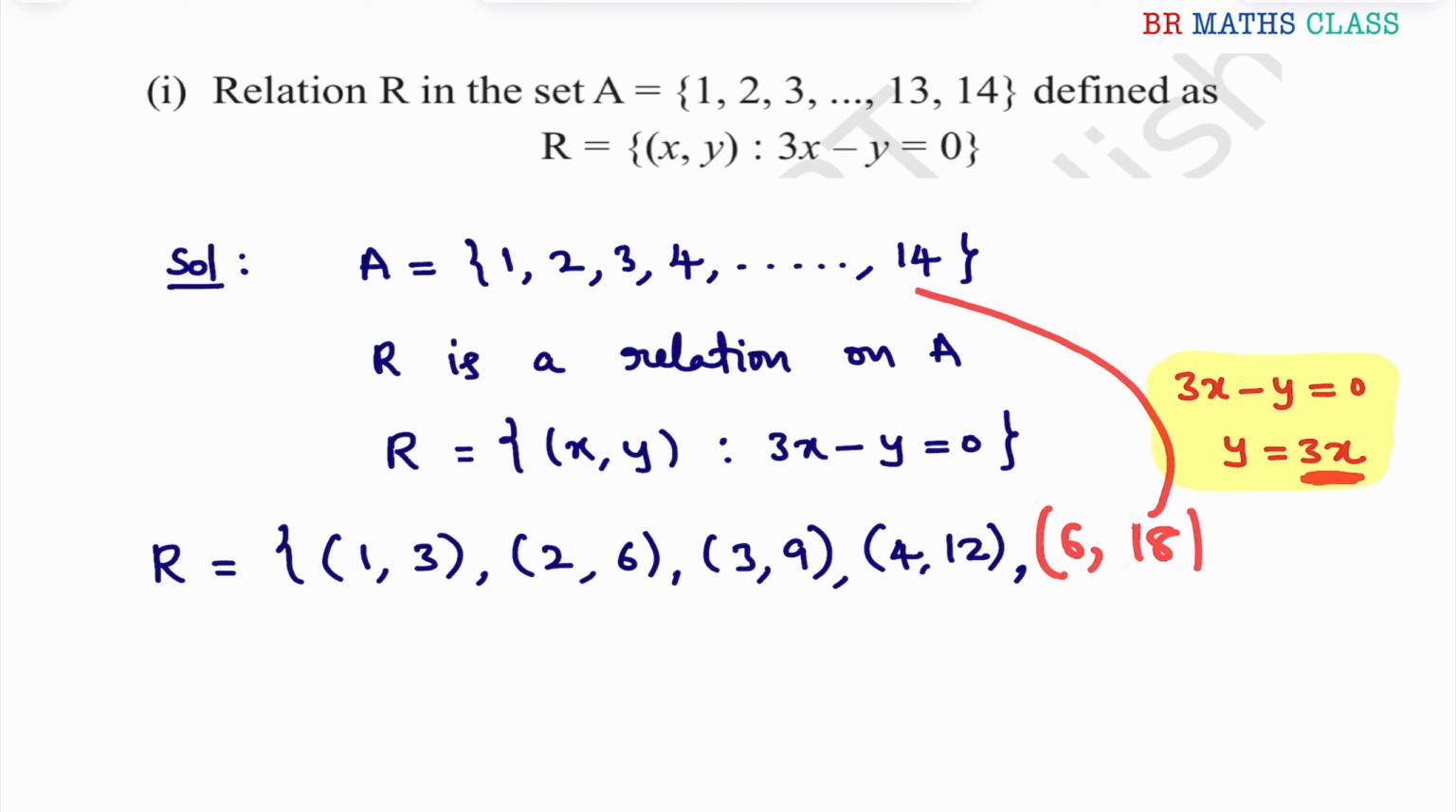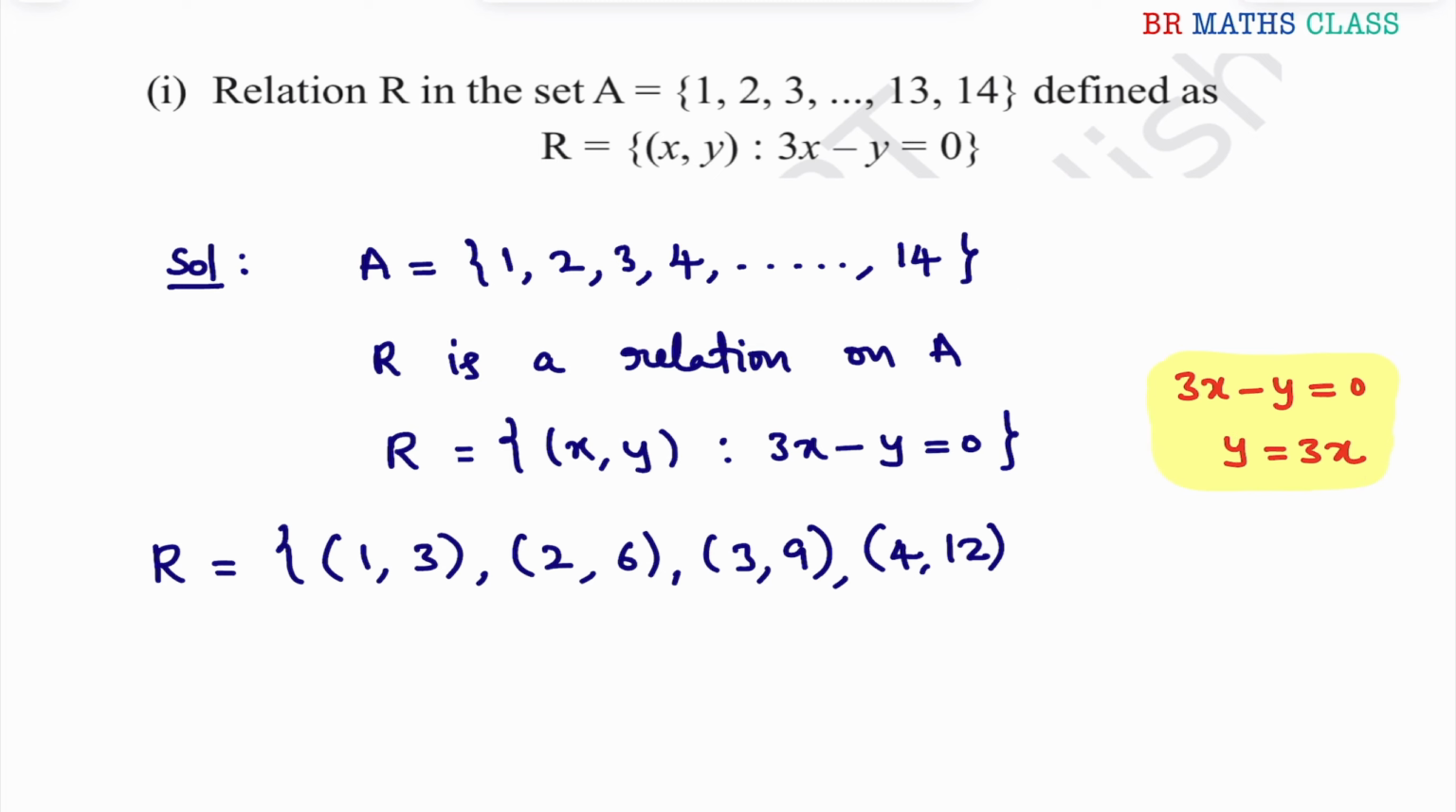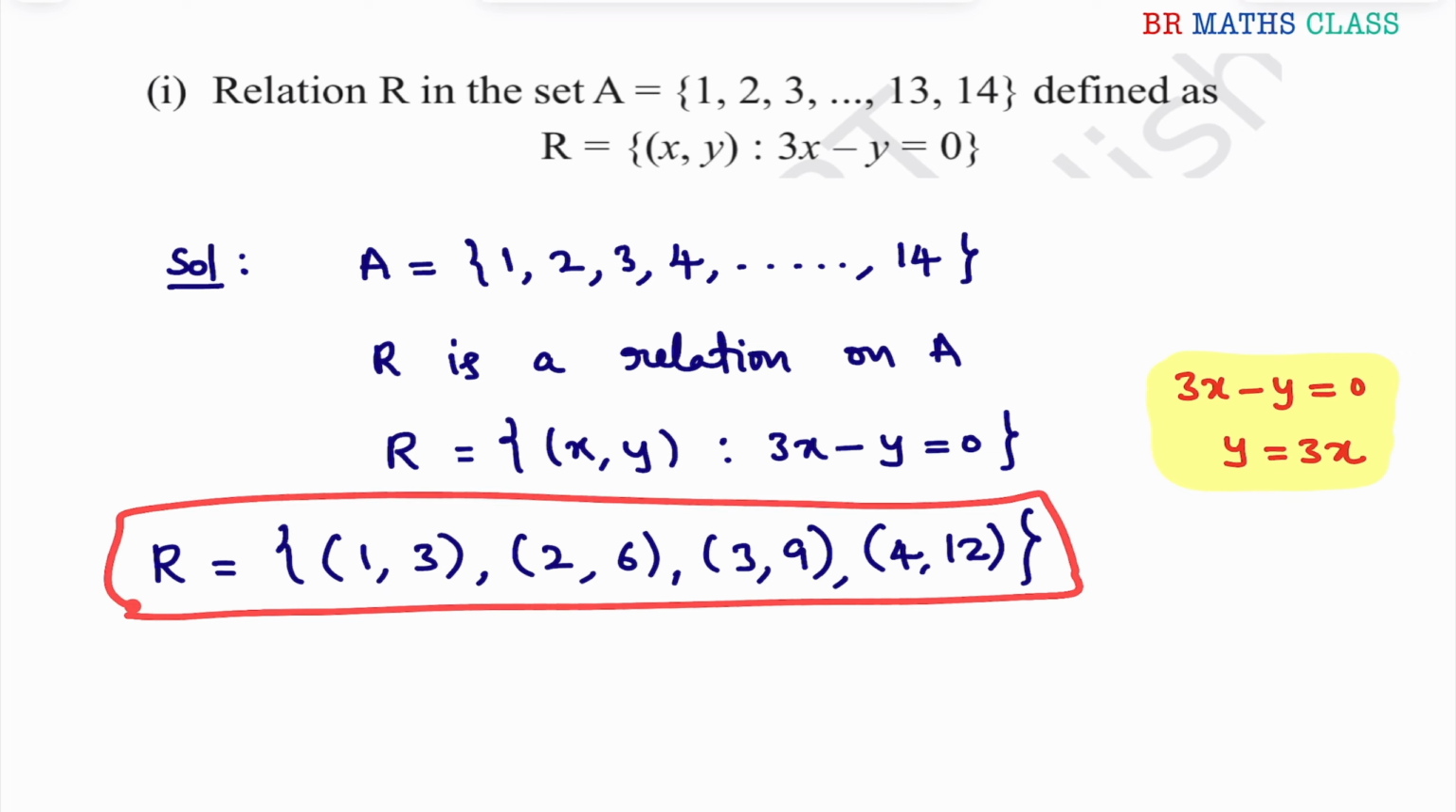As 18 is not in set A, this doesn't belong to this. Next, you take x is 7. When you put x is 7 here, y is 21. 21 is also not in this relation. So whatever further ordered pairs we get when I take x equal to 8, x equal to 9, those ordered pairs do not belong to this relation. I hope you understand. So what happened? I wrote the given relation in roster method.